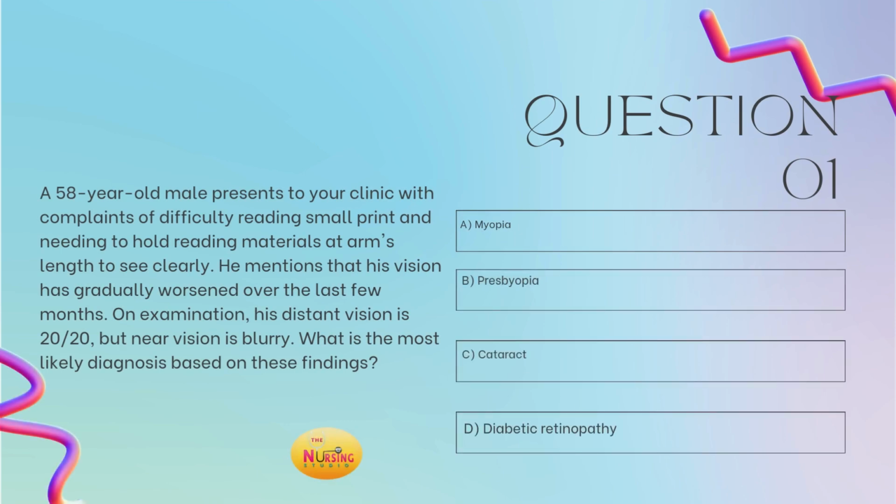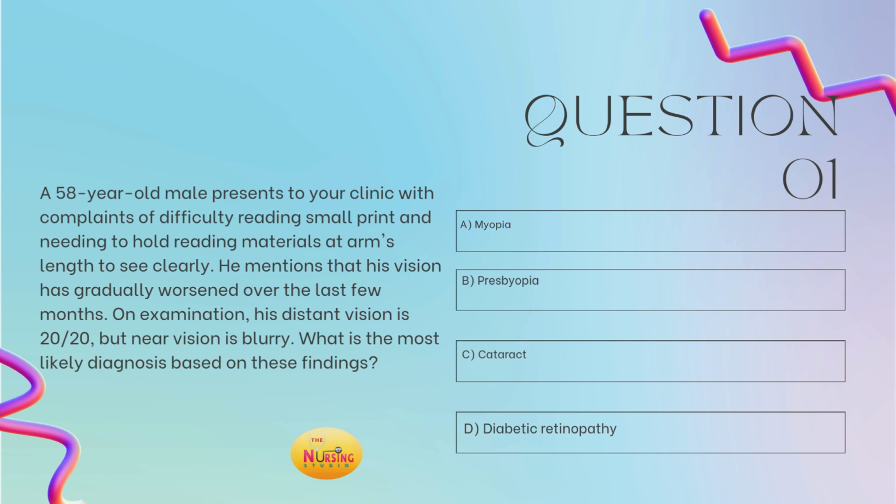Question number one states a 58-year-old male presents to your clinic with complaints of difficulty reading small print and needing to hold reading materials at arm's length to see clearly. He mentions that his vision has gradually worsened over the last few months. On exam, his distant vision is 20/20, but near vision is blurry. What is the most likely diagnosis based on these findings?